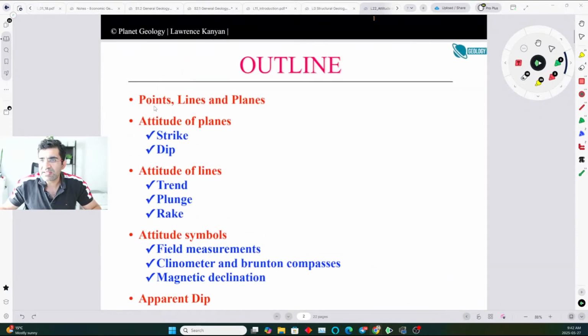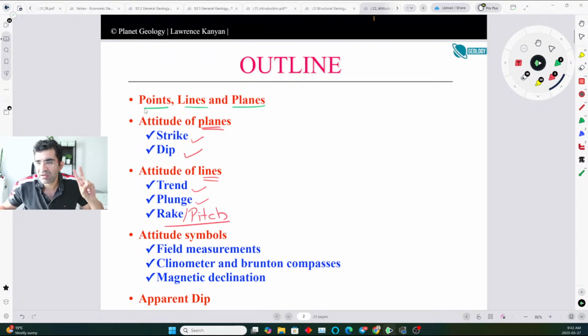So we'll cover basically points, lines, and planes. For planes, we'll study strike and dip. For lines, we will study three things: trend, plunge, and rake, also called pitch. And then from a practical perspective, these kinds of questions are also very common in interviews.